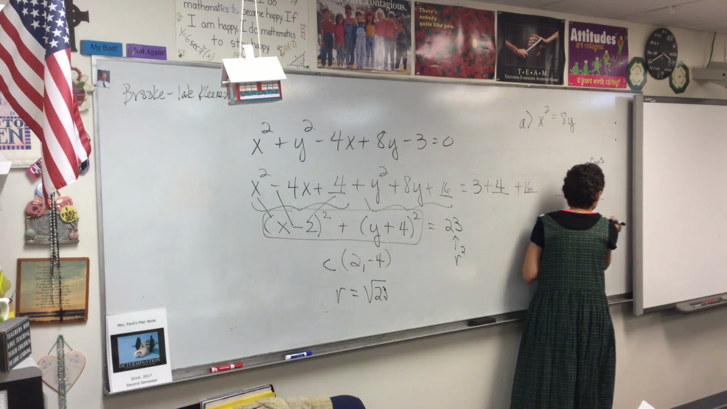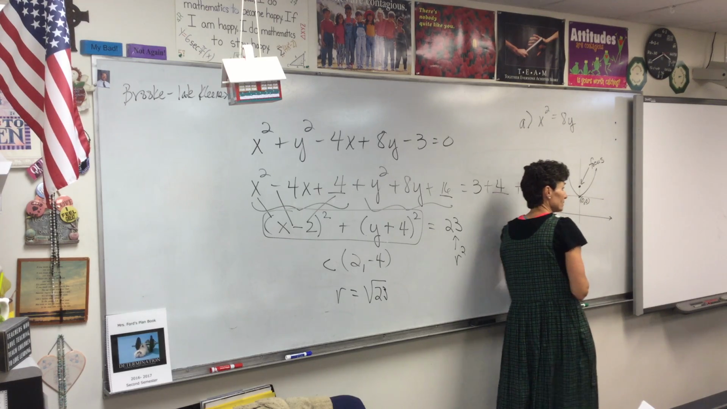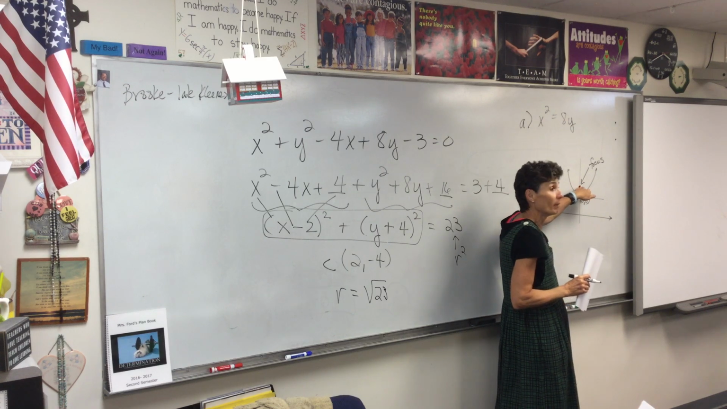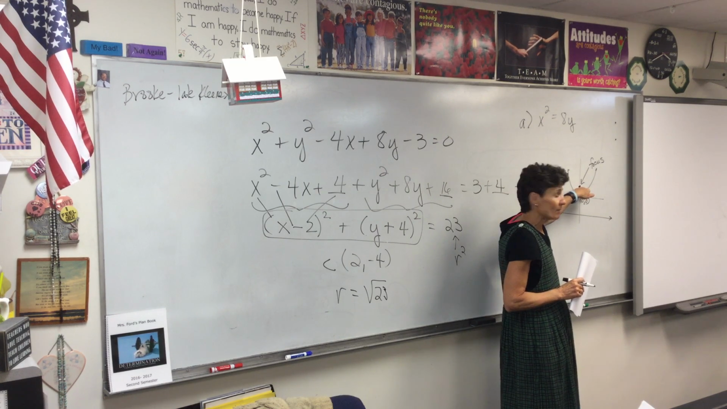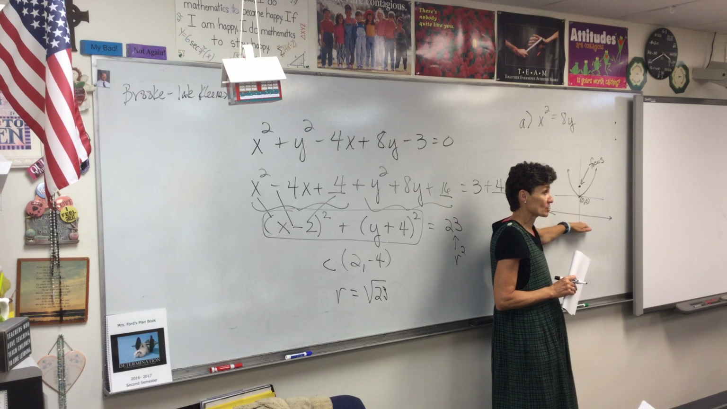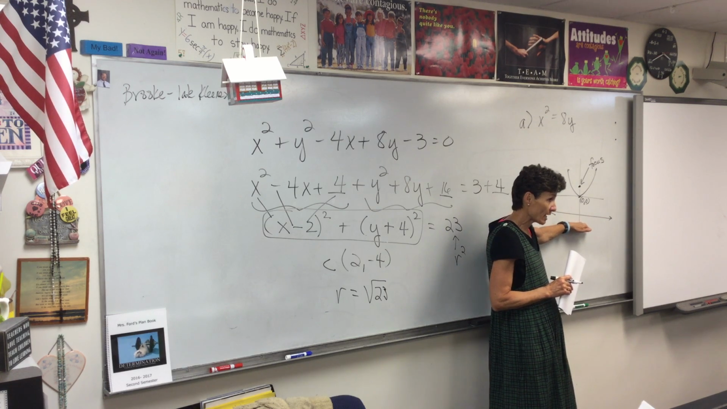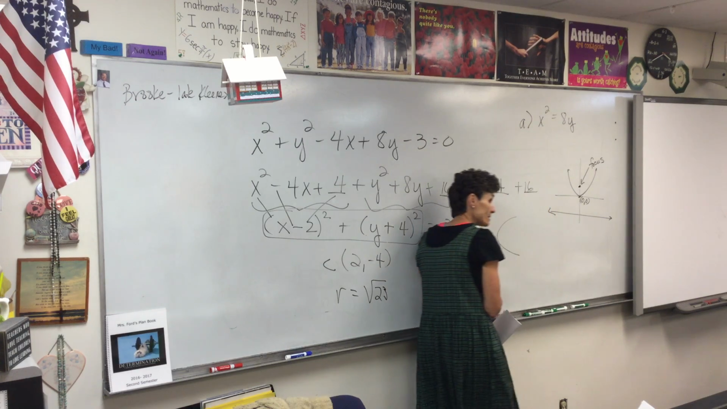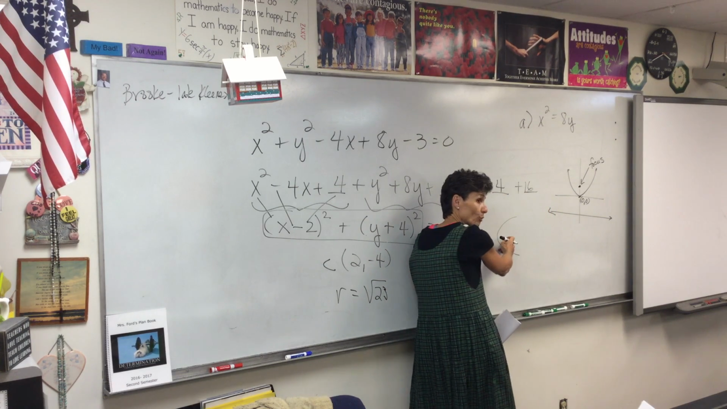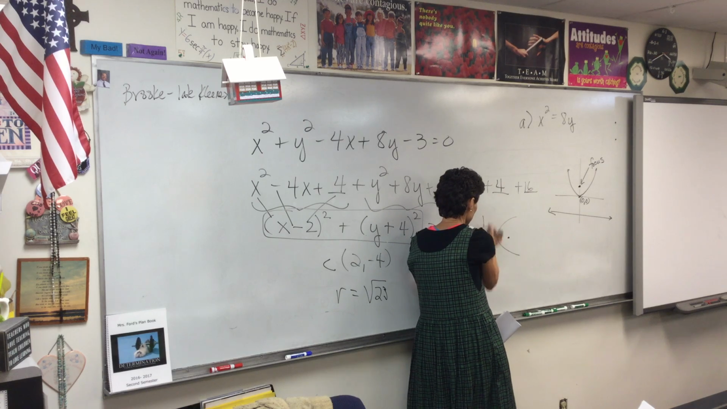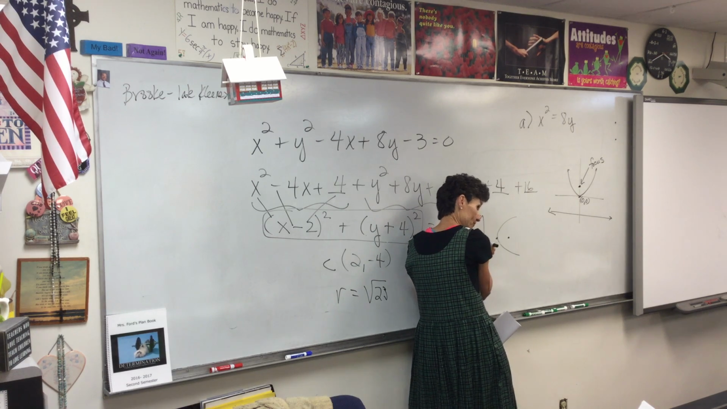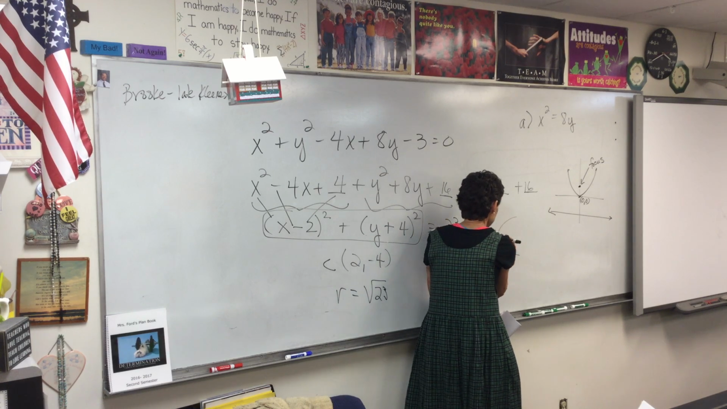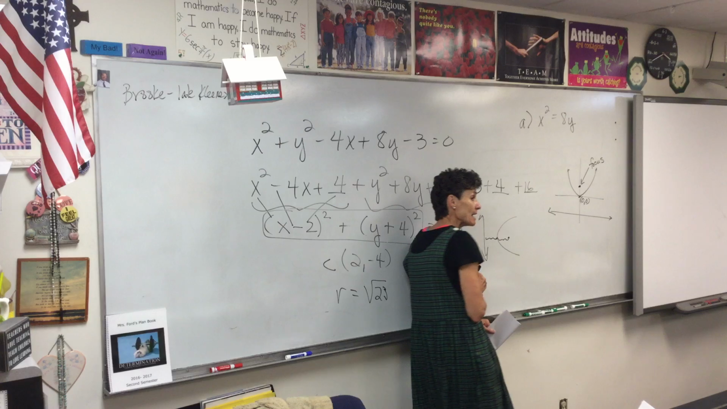The directrix is a line in the opposite direction from the focus. So if the focus is above the vertex, then the directrix is a line that's going to be below the vertex. If you had a parabola opening sideways, the focus would be to the right, so the directrix would be to the left of the vertex. And these distances are the same.